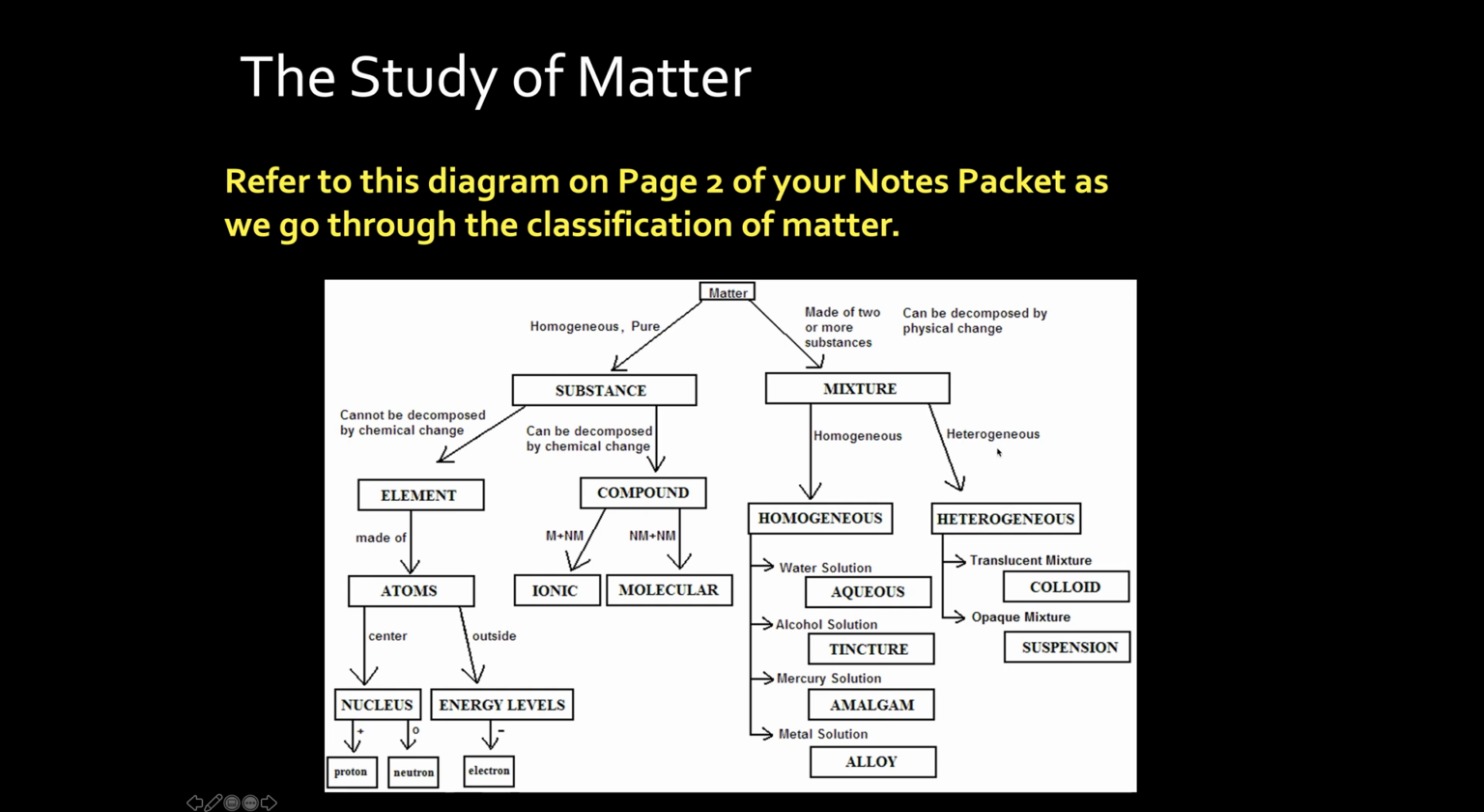Heterogeneous mixtures are ones that are not evenly mixed throughout. For example, a bowl filled with Legos. You can go through and every single fistful you pull out of that bowl will be different. A translucent mixture is called a colloid. An opaque mixture is called a suspension. So, with that in mind, let's move on.